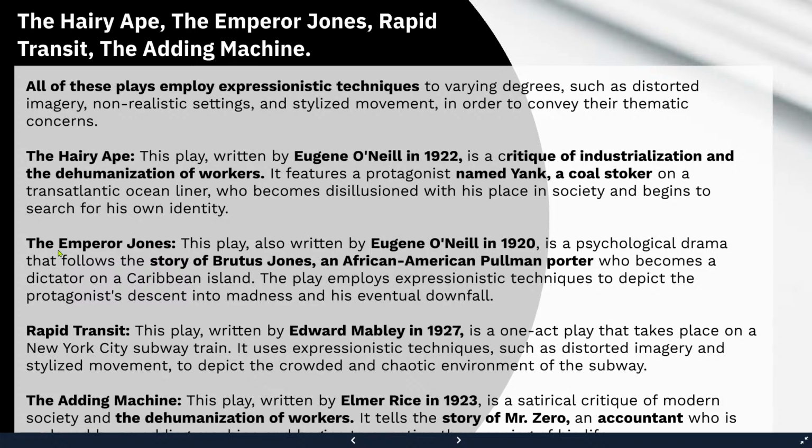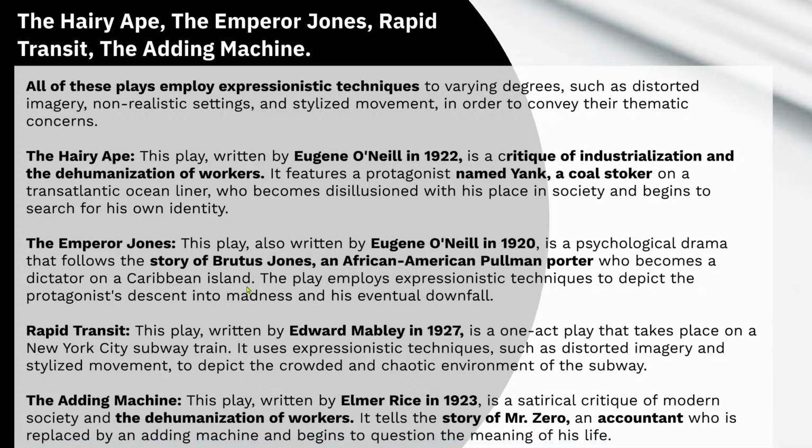The second one is The Emperor Jones. This play is also written by Eugene O'Neill. It was published somewhere around the 1920s, and it's a psychological drama. The protagonist, Brutus Jones, the main character in the play, was an African American Pullman porter who becomes a dictator on a Caribbean island. The play employs expressionistic technique to depict the protagonist's descent into madness and his eventual downfall.